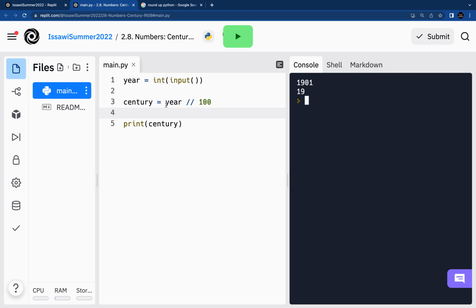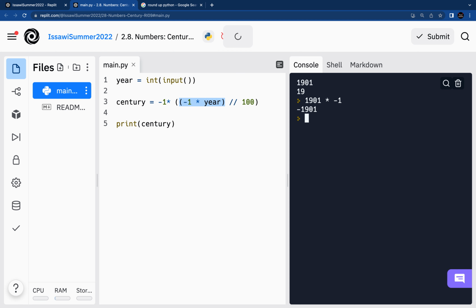So how did we round up before? Do you guys remember? Well, we basically did the following. We multiplied the year by -1, right? And then we multiplied the whole thing by -1 after it was done. If you remember why, it's because we want to do 1901 times -1, and that gives us -1901, right?